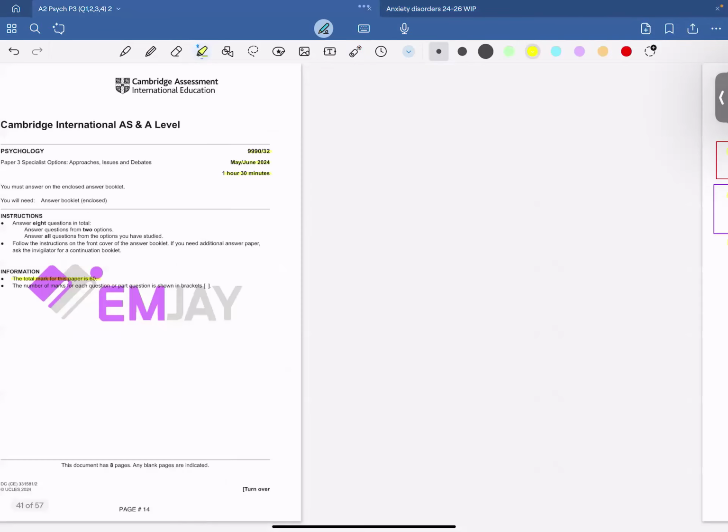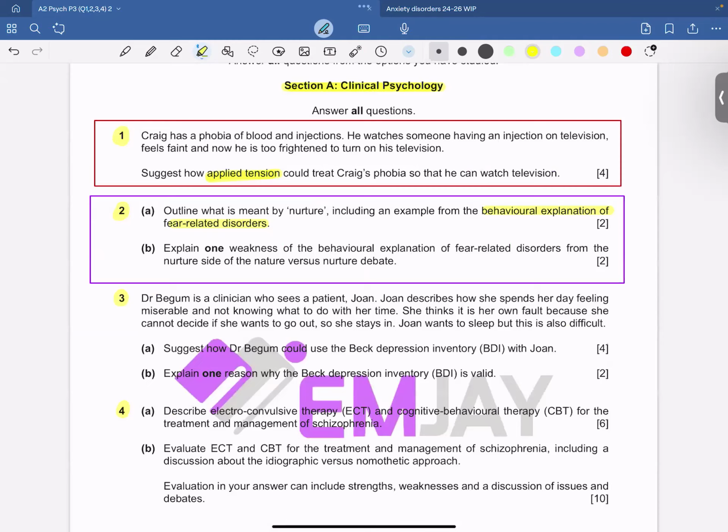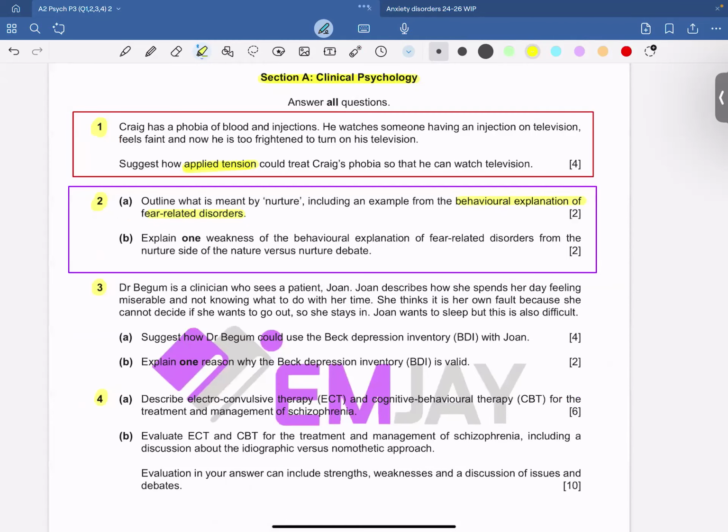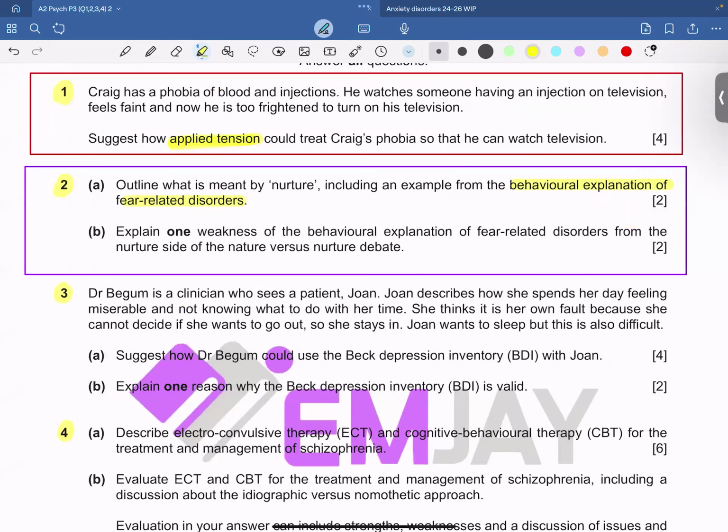If we have a look at the questions, we all would be aware by now that the first 4 questions in paper 3 are on clinical psychology. So we are targeting question number 1 for today. Craig has a phobia of blood and injections.